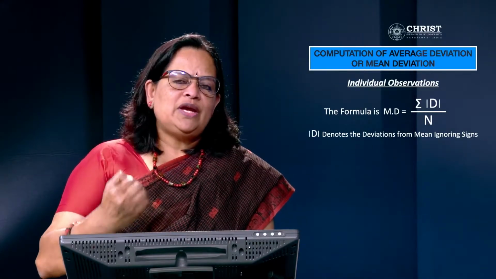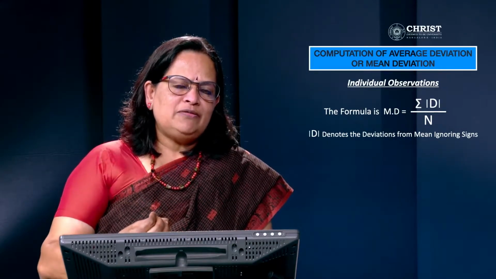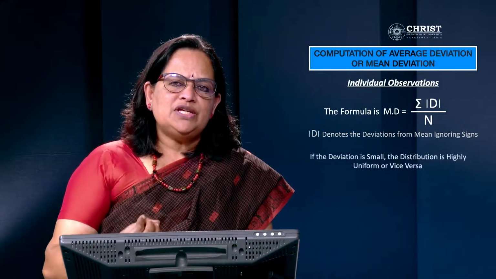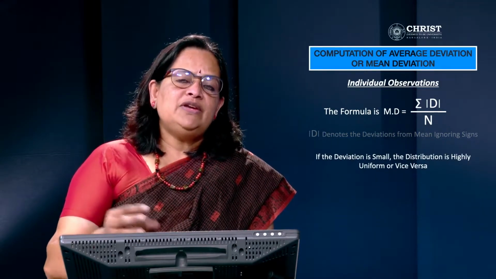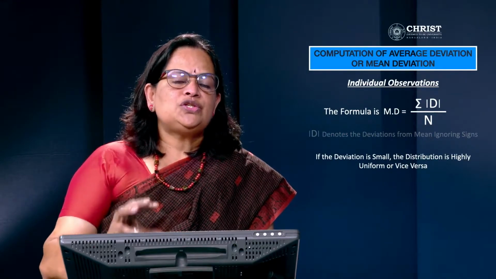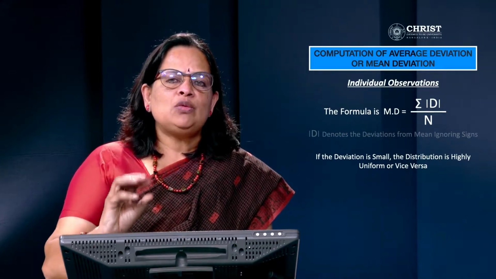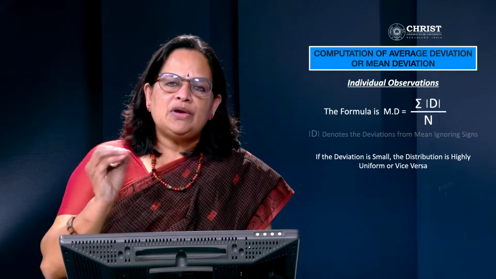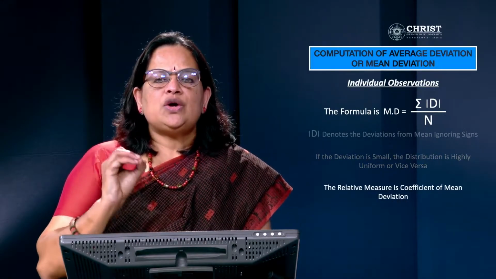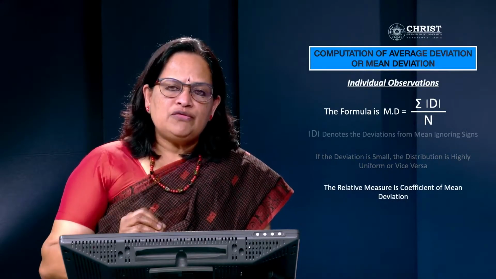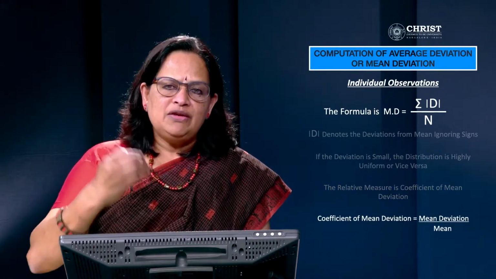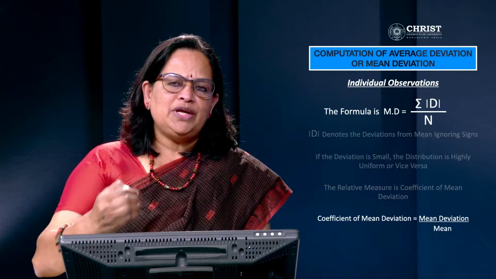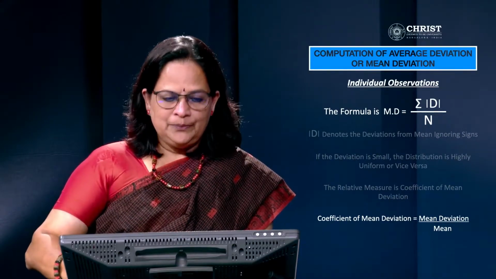We have to remember that if the calculated value of mean deviation is small, the distribution is highly uniform. But if the deviation is high, then the distribution is not at all uniform. That is how we will interpret the data. The relative measure of mean deviation is the coefficient of mean deviation, calculated as mean deviation divided by mean, because we are computing the deviations using the mean.